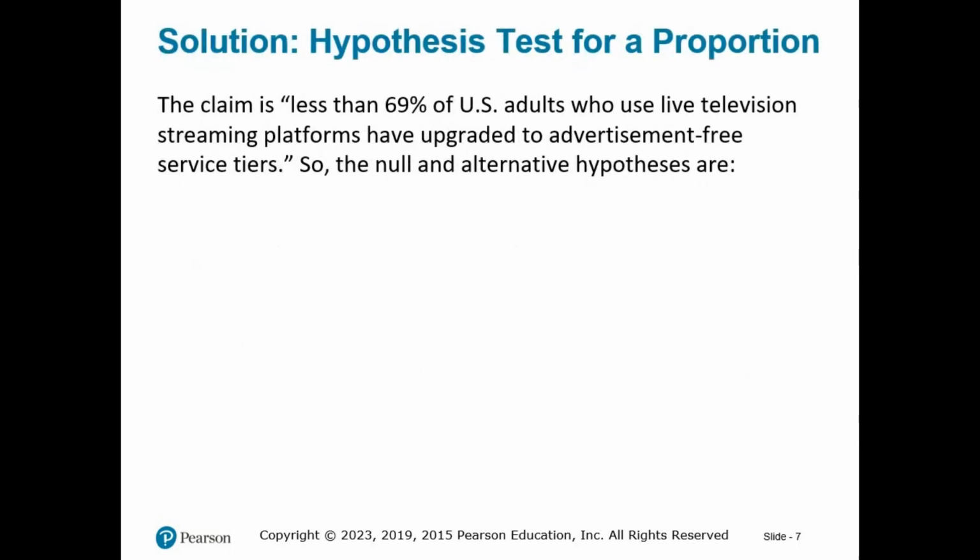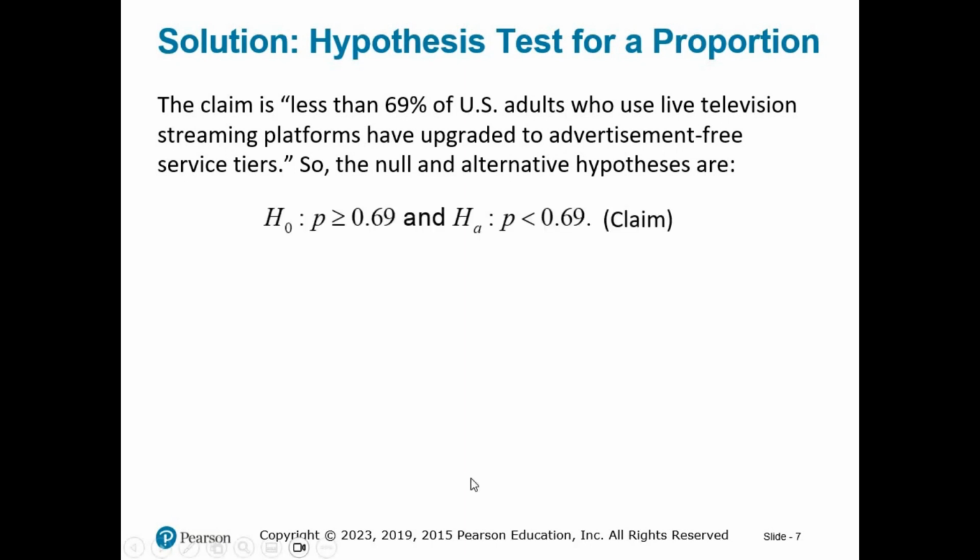Now we move on to stating our hypotheses. The claim is less than 69% of U.S. adults who use live television streaming platforms have upgraded to ad-free service tiers. So the claim is less than, which means an inequality. So which hypothesis does that go with? Alternative hypothesis. So pause the video a moment and write your null and alternative hypothesis.